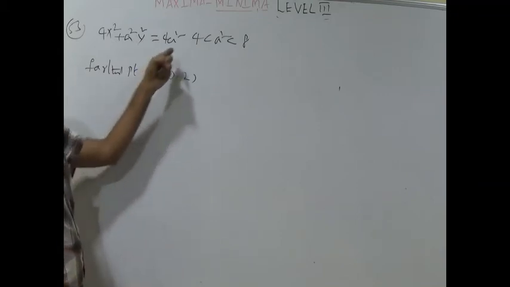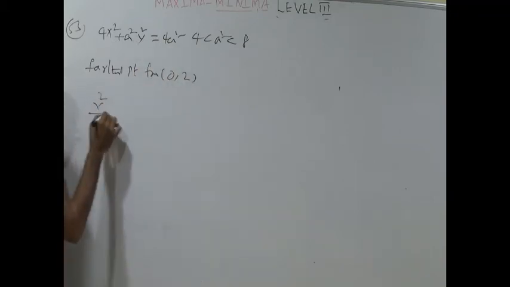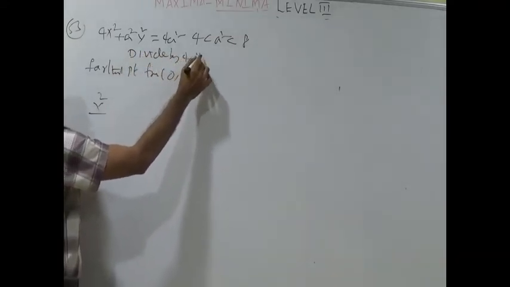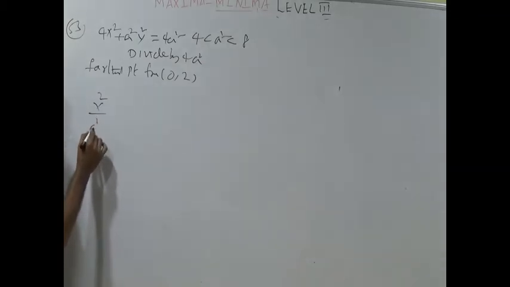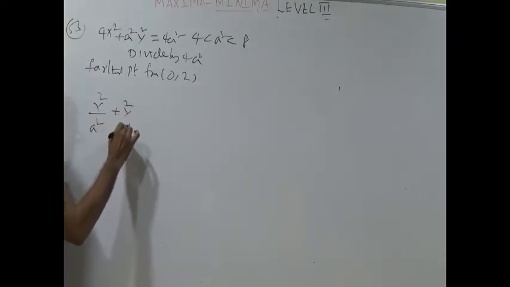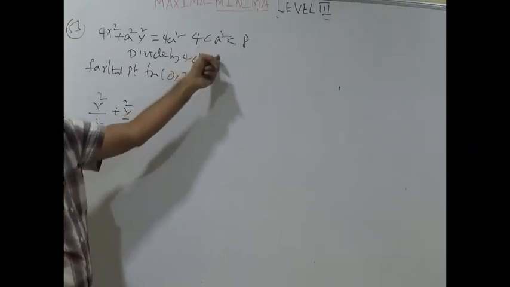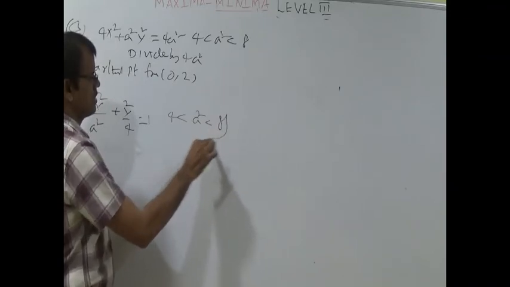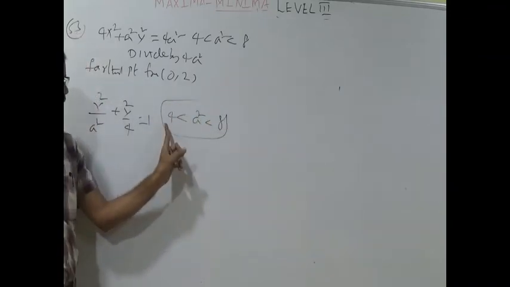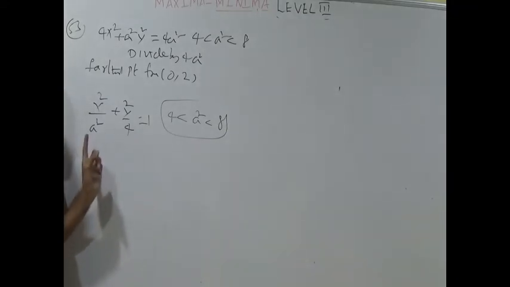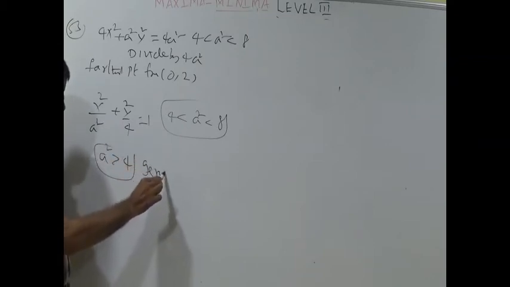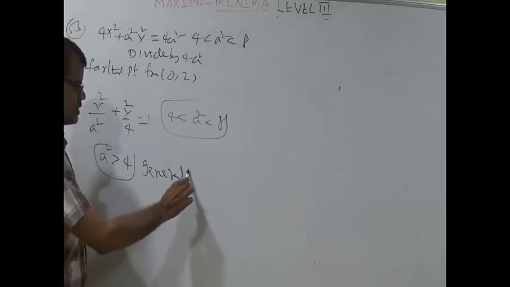Divide by 4a square, I am writing. So you can write x square by a square plus y square by 4 equal to 1. Here 4 less than a square less than 8. That means a square is greater than 4. So it indicates a general ellipse: a square greater than 4, a general ellipse, not a reverted or inverted ellipse.